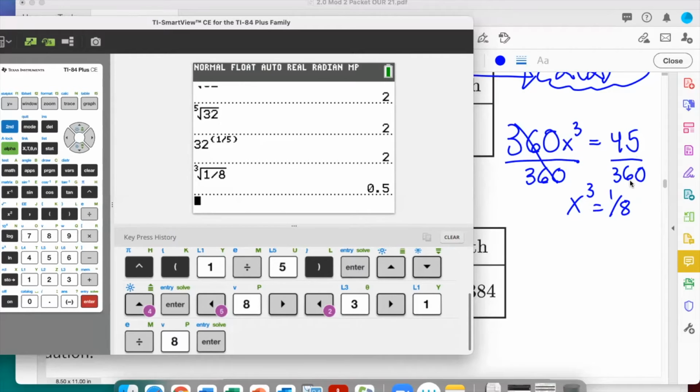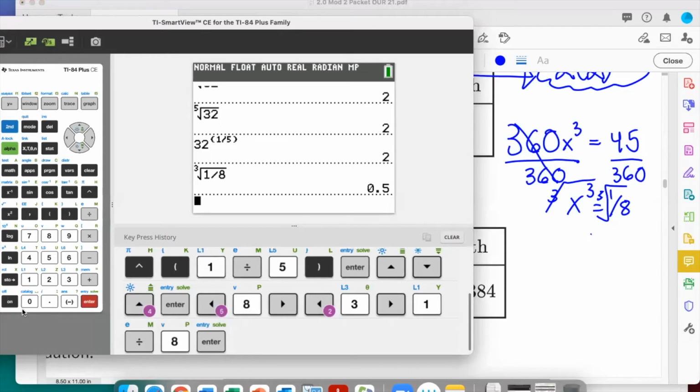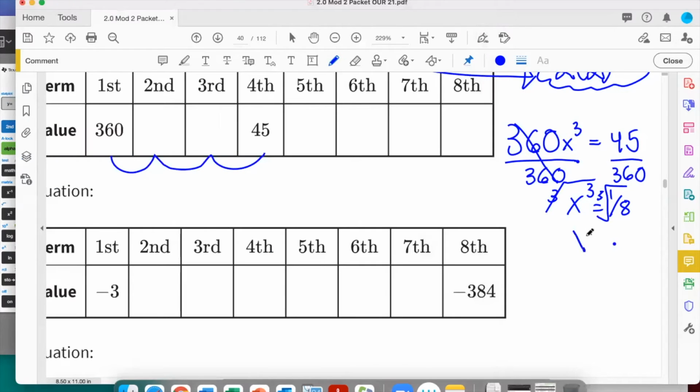If you solve for x, you divide by 360, x cubed equals 1/8. So right here, we're taking the cubic root of 1/8, which is a fraction, might intimidate us, so use a calculator if need be. If you follow through, we see that the cubic root of 1/8 is 0.5. So that helps us because now we know either 0.5 or 1/2 is our common ratio. So every time we move forward, we're taking half of the previous term.